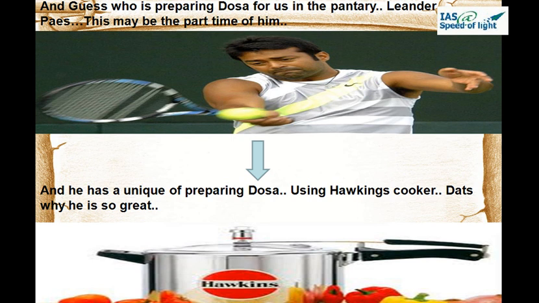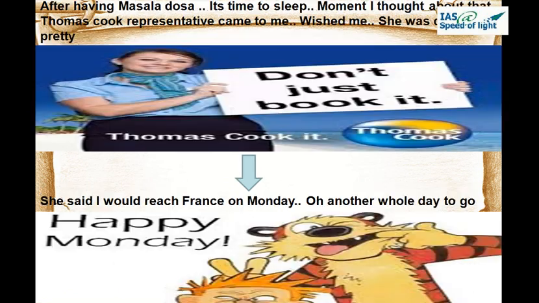So, who was preparing that masala dosa? It was Leander Paes, the famous lawn tennis player, and he has his own unique way of preparing dosa, and he prepares dosa using a Hawkins cooker. He prepares that masala dosa using a Hawkins cooker, and that's why he is so great. Because normally people cannot prepare dosa using a Hawkins cooker, but he does so.